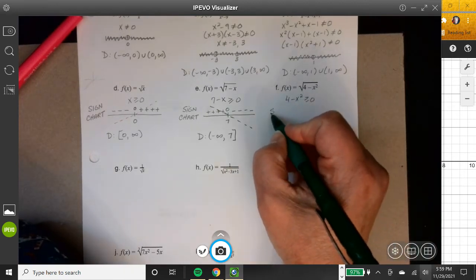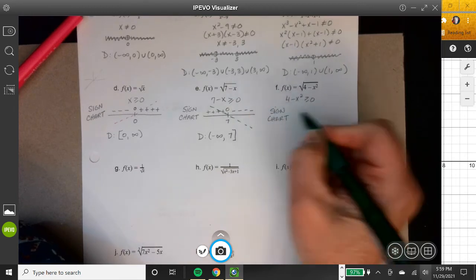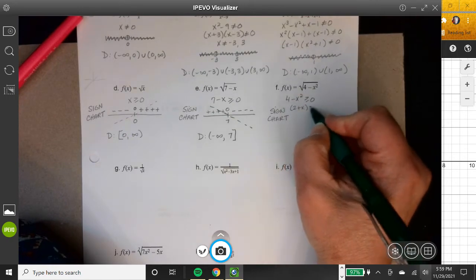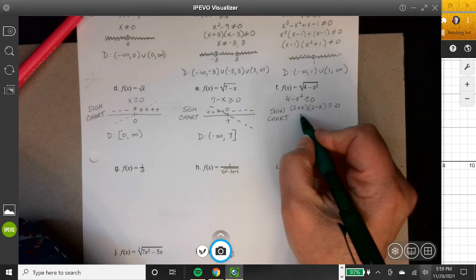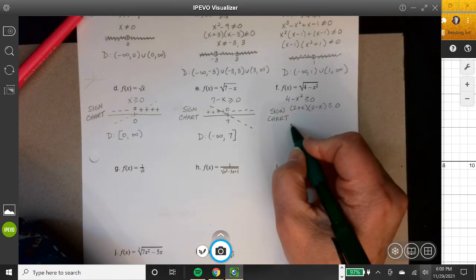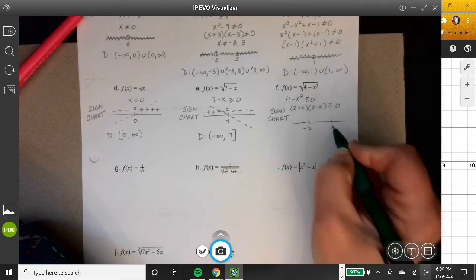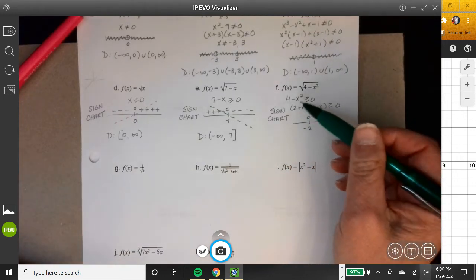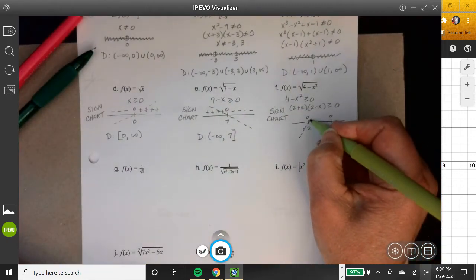So let's do a sign chart because I'm doing an inequality. And what are the zeros here? Well, I've got 2 plus x times 2 minus x is greater than or equal to 0. And my zeros are 2 and negative 2. So I'm going to put them on my sign chart, negative 2 and 2, and those are both zeros. And now I'm going to superimpose the graph of this parabola on my sign chart here.